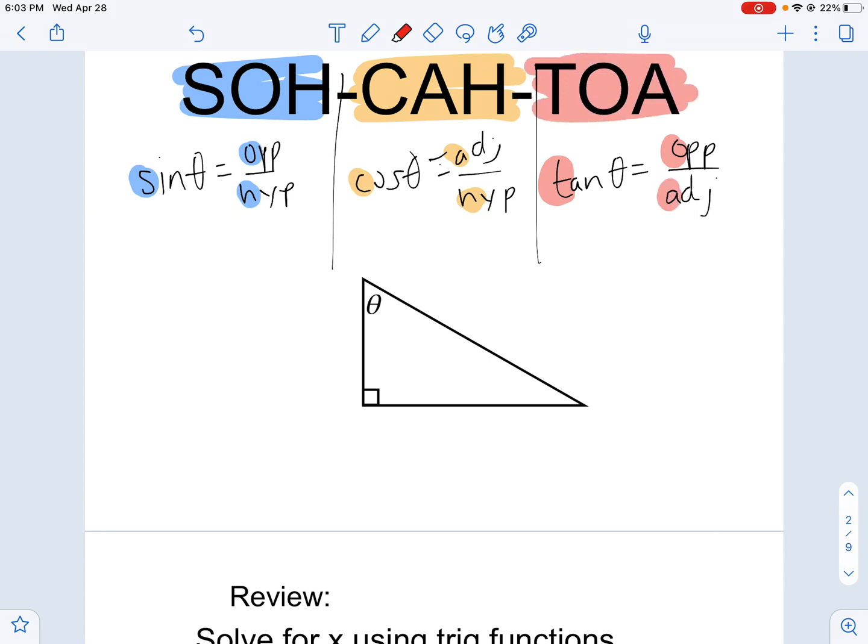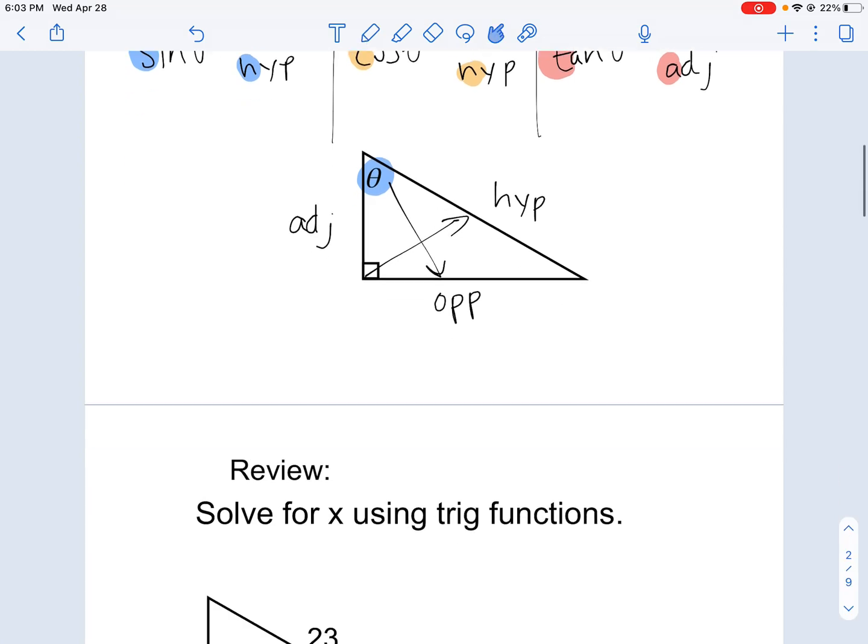Now remember, your adjacent and opposite depend on where your theta is. I've got my theta right here. So the side across is my opposite. The side across from 90 is your hypotenuse. And the other side is your adjacent. So let's use this to review.